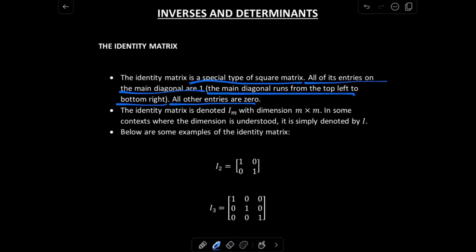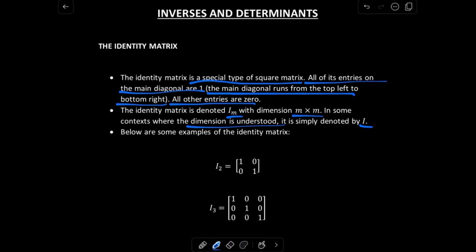So the identity matrix is denoted by I subscript m, and that has the dimension m by m. Remember, it's a square matrix, so the number of rows it has must be the same as the number of columns that it has. And in some contexts where the dimension is understood, by looking at the problem or the context, then the identity matrix is denoted by I. It's just simpler to denote because we'll understand what the dimension needs to be. We can work it out.